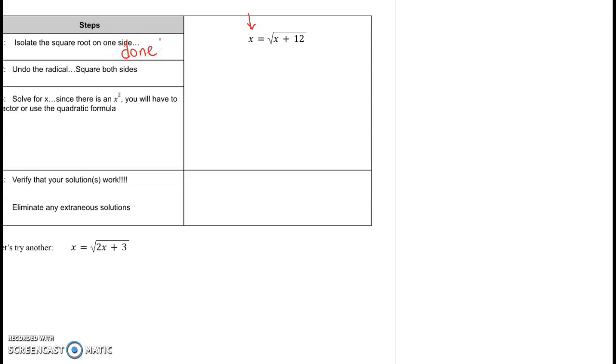We don't have to do anything. Just like our second step has always been, we're now going to square both sides. This is where we finally get a little bit of something different. We have an x squared in our equation now.